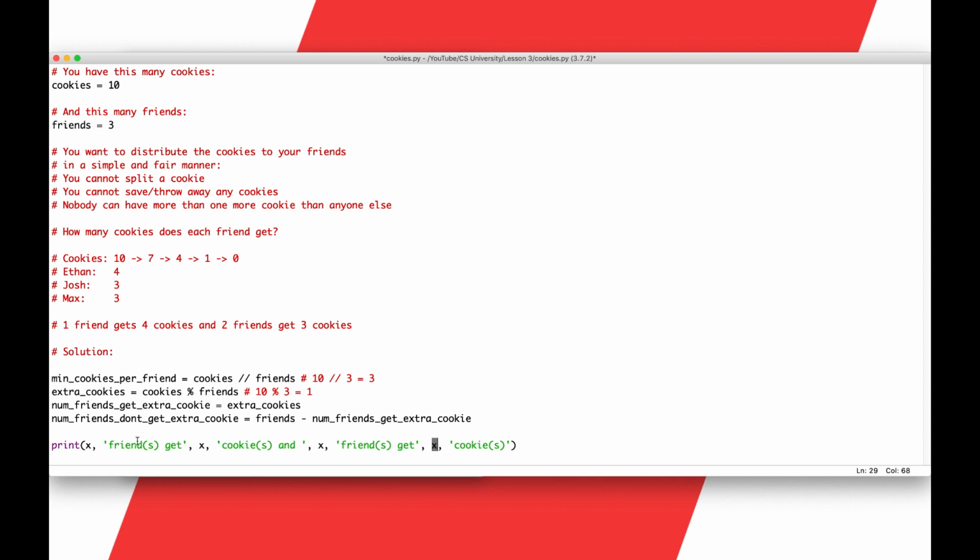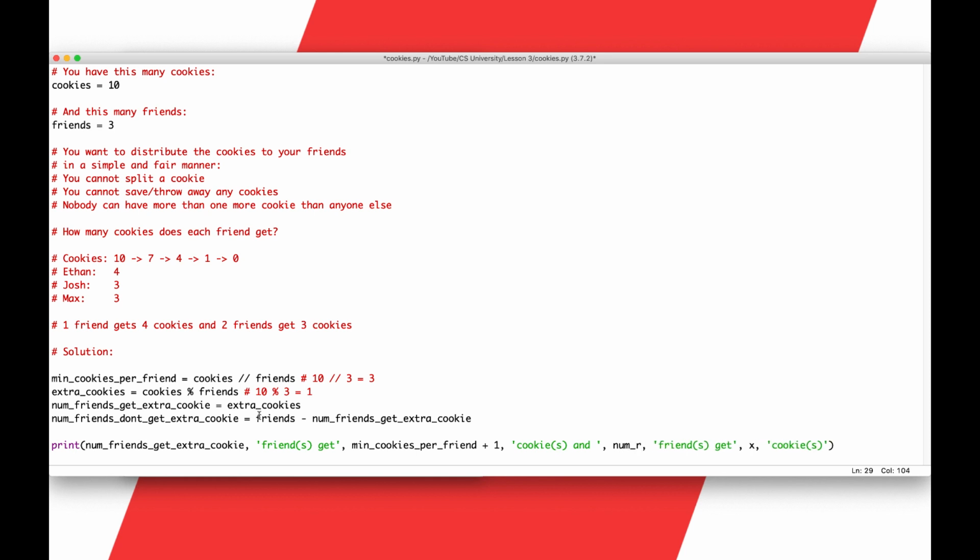So let's start with the number of people that do get an extra cookie, because that's what we did here. So we said in this case, one person, or I guess one friend, gets 4 cookies. How do we do this? Well, how many people get an extra cookie? It's num friends get extra cookie. And how many cookies do they get? Well, they get the minimum cookies per friend, plus 1, right? We said they get the minimum number plus 1 extra cookie, because these are the people that get an extra cookie.